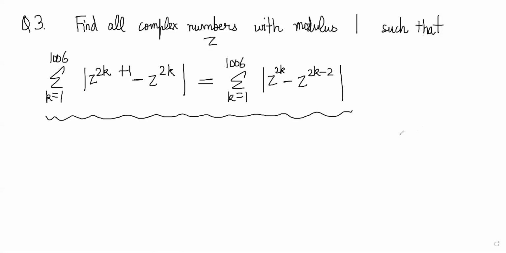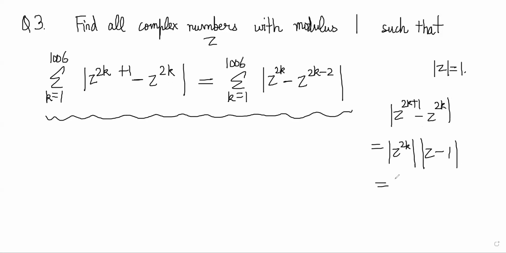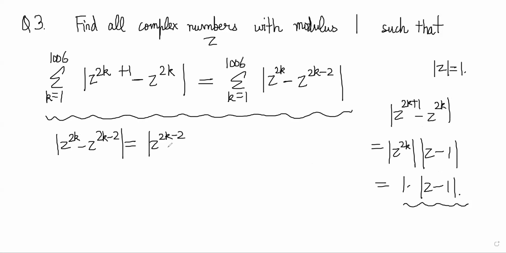Right. So the first step here is to recognize that mod z is 1. So when I take mod of z power 2k plus 1 minus z power 2k, I can take z power 2k common. And this is mod of z minus 1. And this part is 1. So this is simply mod of z minus 1. And if you think about the same thing from the other side, mod of z power 2k plus 2 minus z power 2k minus 2 would be z power 2k minus 2 common, and this will be z square minus 1. Okay? And this part is going to be 1. So this is mod of z square minus 1.